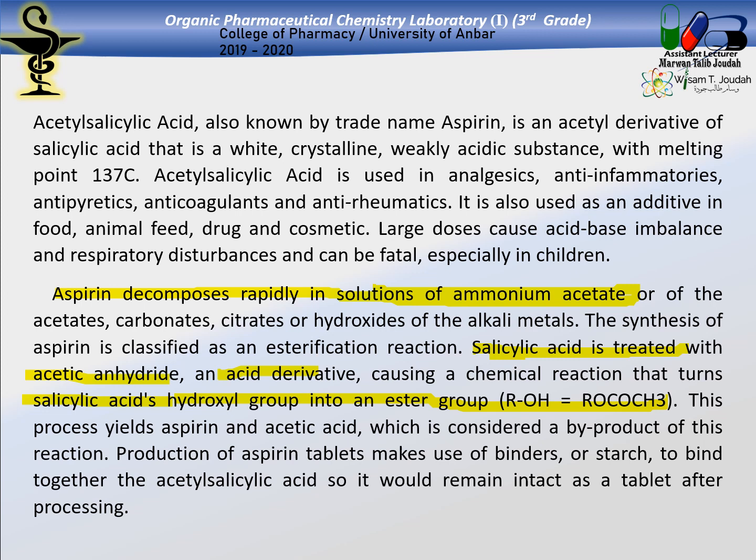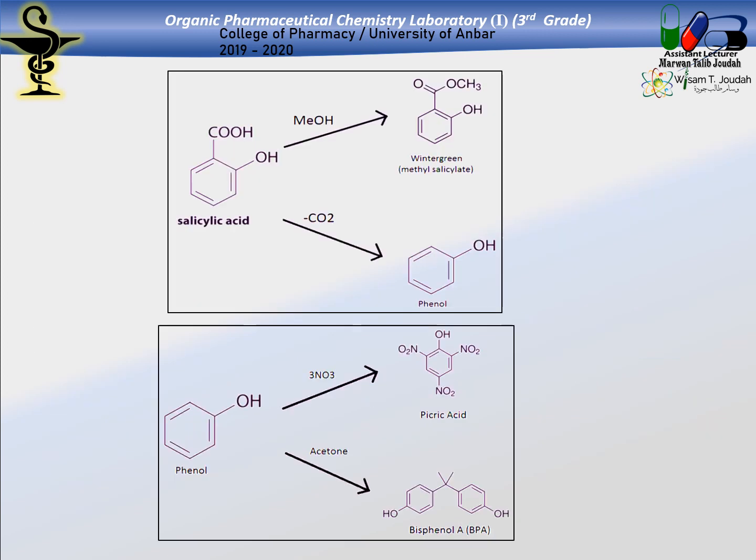The production of aspirin tablets makes use of binders, as we mentioned, or starch, to bind together the acetylsalicylic acid so it would remain intact as a tablet after processing. So we must add fillers, additives, or binders to it. This is very important and it's required from you guys.